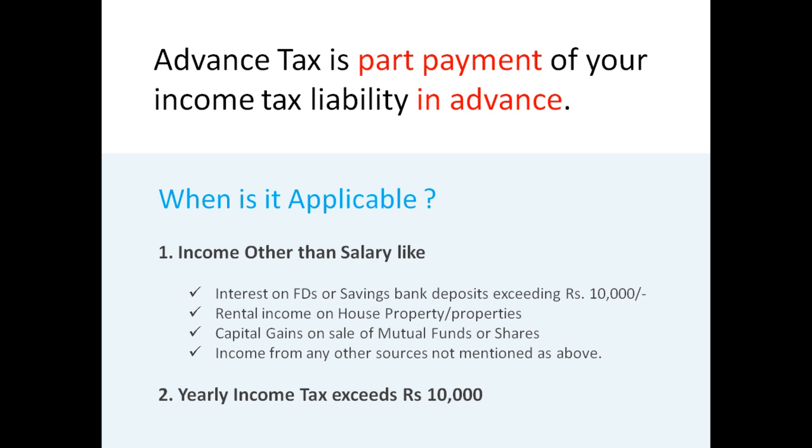If these two cases are true, then advance tax is applicable to you. This means that if there is a salaried employee who does not have any other income, then he doesn't have to pay advance tax. Why? Because the employer deducts his TDS and pays it in advance to the government anyway. So his taxes are going in advance anyway. Only for your income other than salary is this applicable. Now you must be clear whether it is applicable or not.